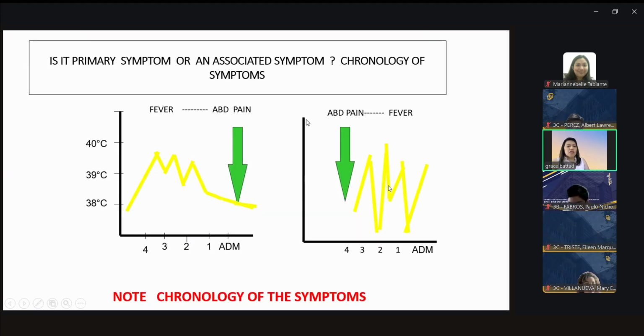Again, try to check if there is, in your HPI, a systemic problem followed by the GI symptom, or a GI symptom becoming systemic. So you have here primary GI, because you might have other problems like urinary tract infection, bronchopneumonia, typhoid fever, dengue fever, etc. So you try to check which came first. We call that the chronology of symptoms.